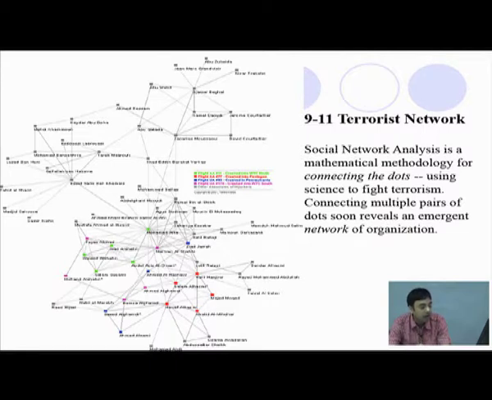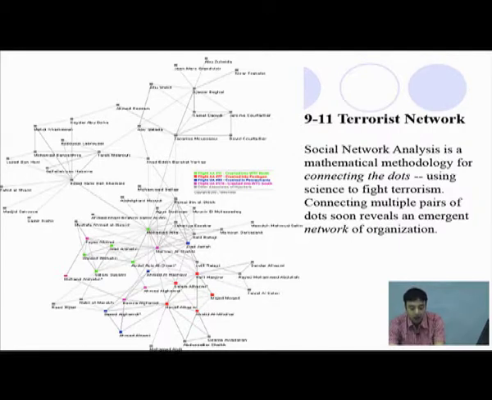Now if you look at this network, you immediately see some interesting things. As I was telling you, in the case of the internet there were certain hotspots or hubs. In this particular example also you see certain hotspots or hubs. If this kind of network structure was studied before the attack, and if you could somehow disable the nodes which act as hubs in this network, you could have stopped the 9/11 attack.